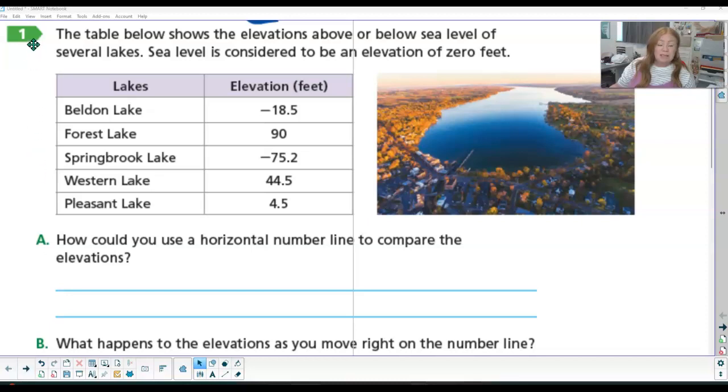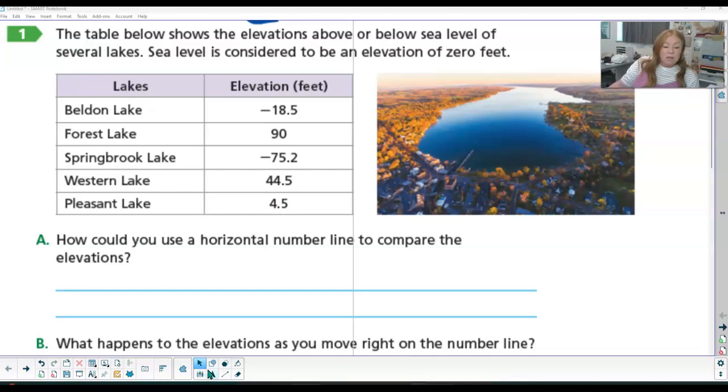1.2 task 1 says the table below shows the elevations above or below sea level of several lakes. So, right, the ocean and the water is at 0, and then it's showing if you go above that or below that. Sea level is 0. So then we go higher and lower, positive and negative. So we have these 5 lakes here and their elevations.